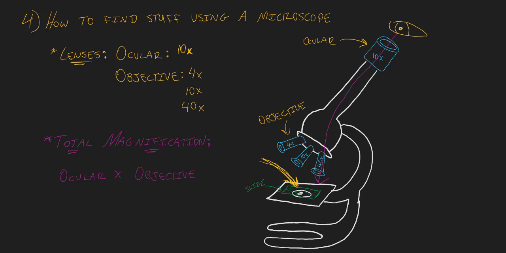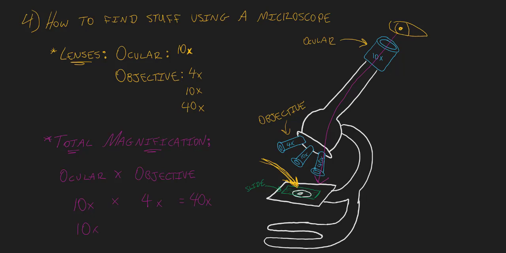So if your ocular lens is 10x, for example, and you're looking through your 4x objective lens, that means your total magnification for the image that your eye is seeing is going to be 40x.